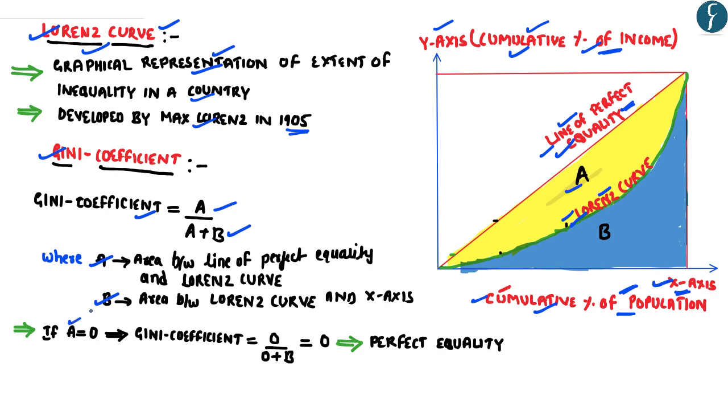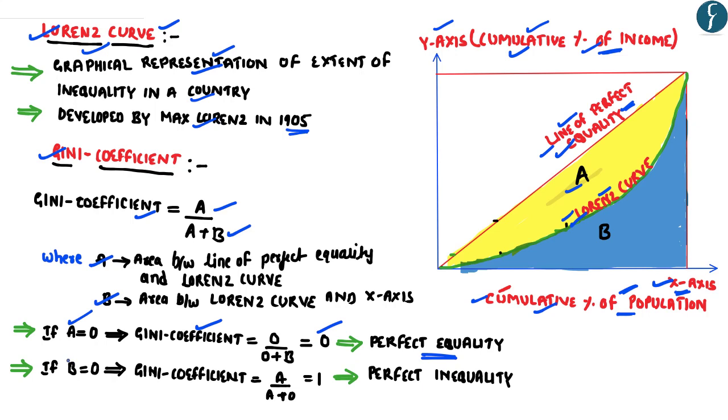Now if A is equal to 0, what this means is the Lorenz curve lies along the line of perfect equality, due to which this particular shaded area becomes equal to 0. In that particular case, the Gini-Coefficient will be equal to 0, and such a scenario is referred to as the perfect equality in a country.